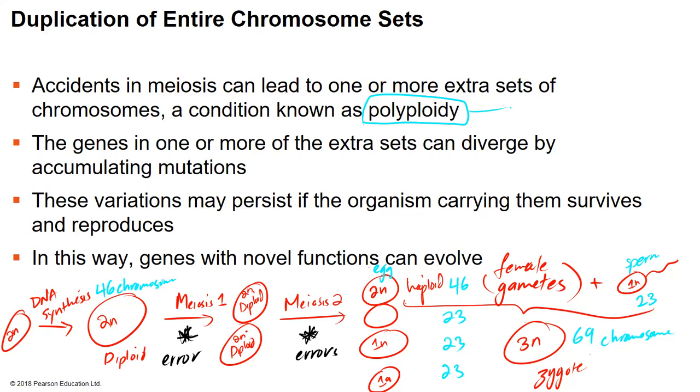Plants can tolerate polyploidy. So plants can have more than 2 sets of chromosomes, more than animals. Actually, many of the different fruits or vegetables you eat are polyploid organisms.